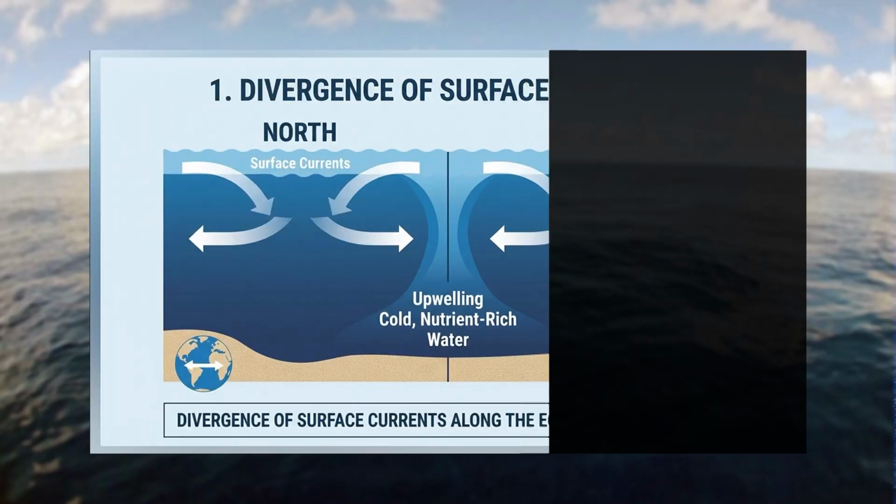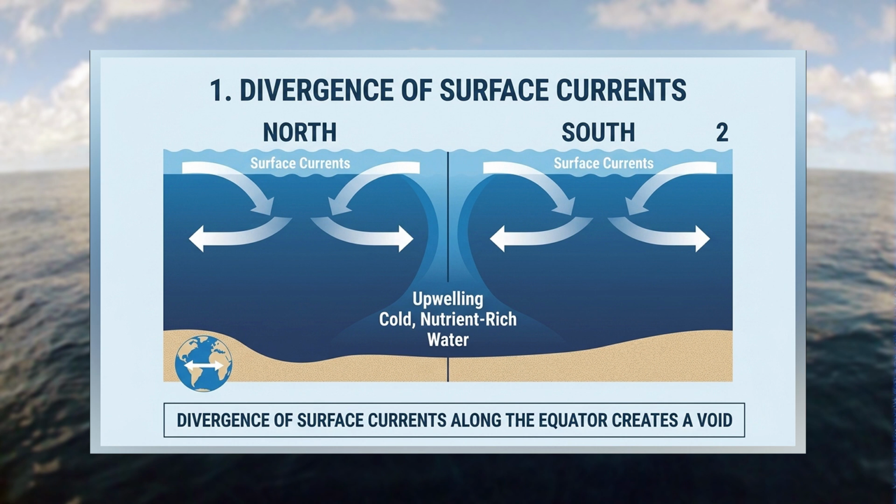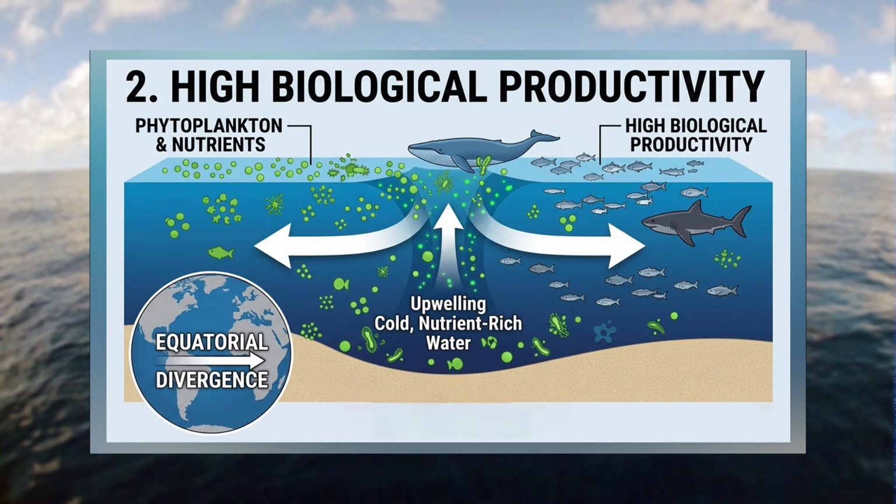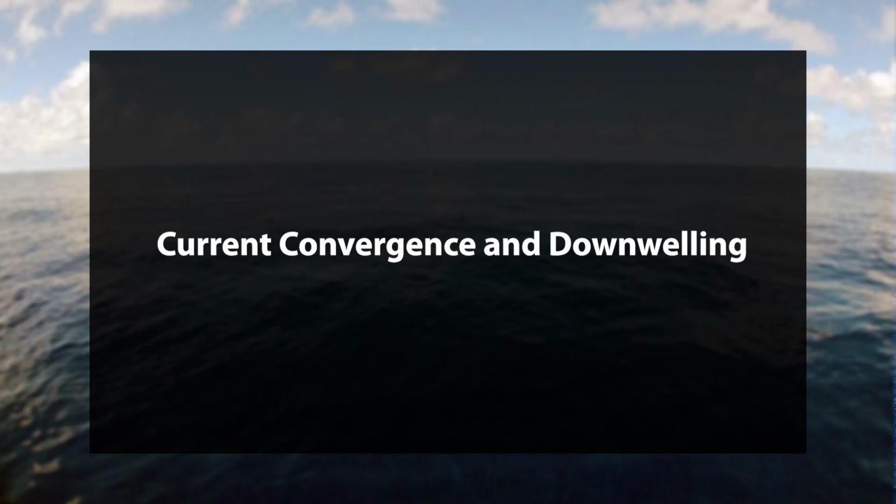surface. As the trade winds blow across the equator, Ekman transport pushes water north of the equator to the right, northwards, and water south of the equator to the left, southwards. The net result is a divergence of surface currents directly along the geographical equator. This divergence creates a void that is filled by the upwelling of cold, nutrient-rich water from below, supporting a high biological productivity. After this, we will try to understand the current convergence and downwelling.